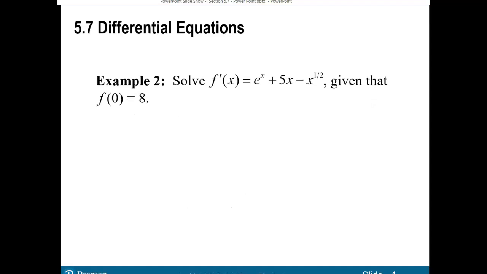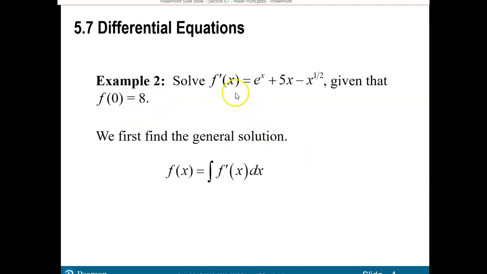All right, let's try another one. This time we are given to solve, again, y prime or f prime of x is given to be this function, and we're given that f of 0 equals 8. When we did these before, we didn't call them differential equations, but that's what they actually are. F of 0 equals 8 is information that's going to allow you to solve for c. We're going to do this the same way we had done it in the past. The general solution to get back to f, if I'm given f prime, we take the antiderivative of f prime, so the antiderivative of this function that we were given.